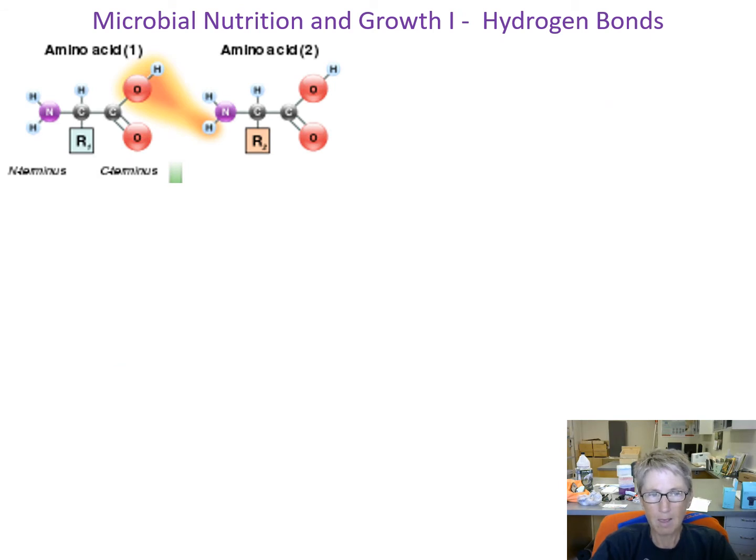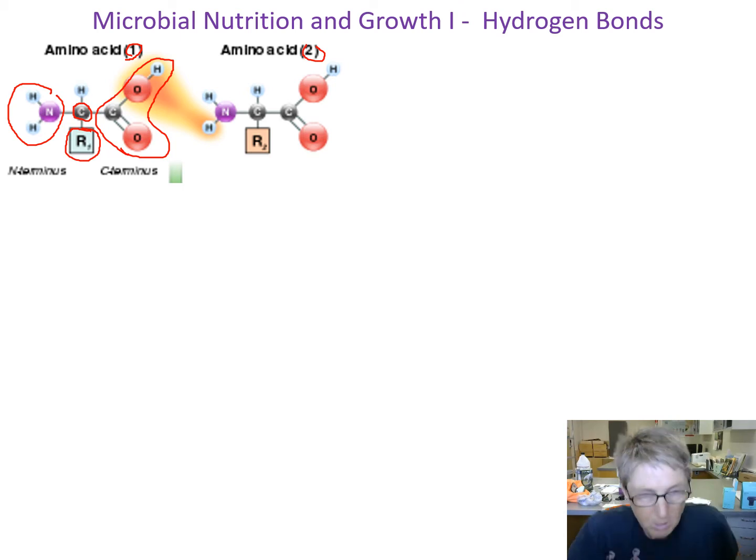So hydrogen bonds and proteins. You probably know proteins are made from amino acids. Here's amino acid 1 in this cartoon, amino acid 2. Amino acids contain a central carbon with this thing called an R group, and this R group is different in every amino acid. Amino acids have an amino end, that's N, a nitrogen with 2 hydrogens, and they also have a carboxyl end, which is a carbon double bonded to an oxygen and a carbon single bonded to an oxygen bound to a hydrogen. And here's amino acid 2.